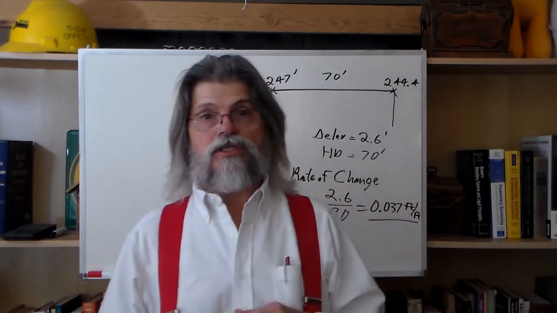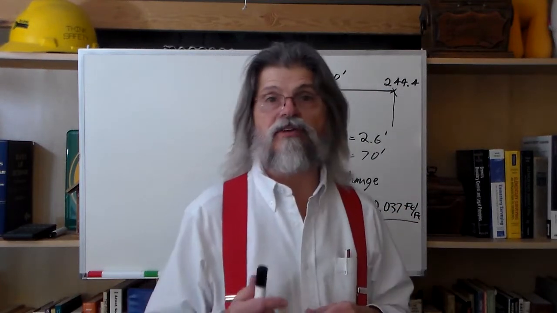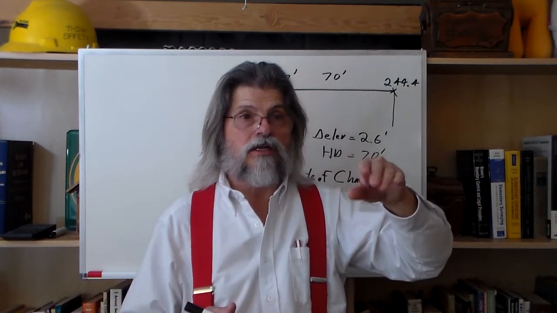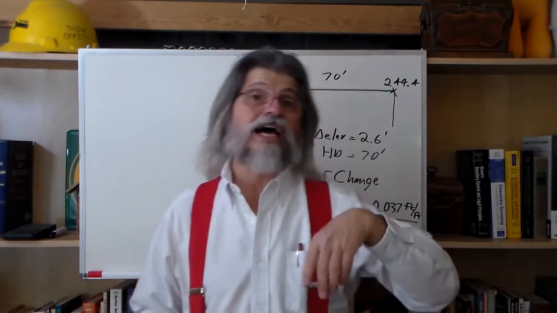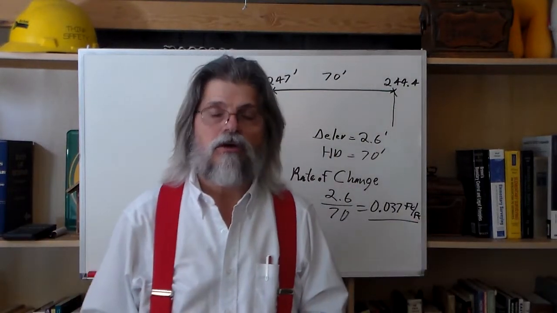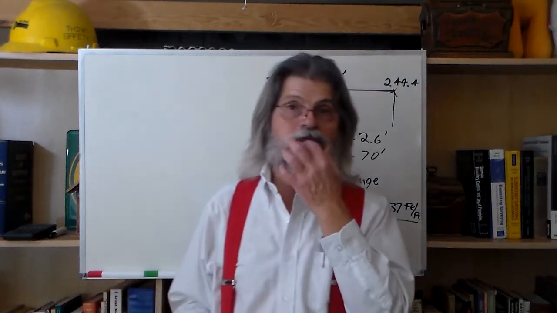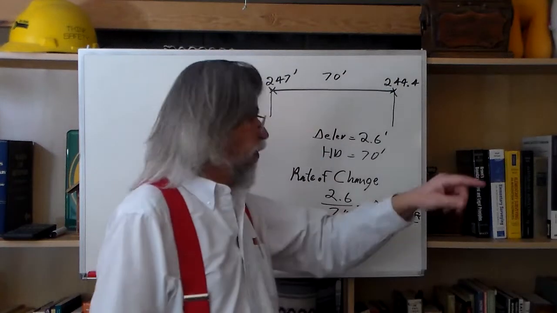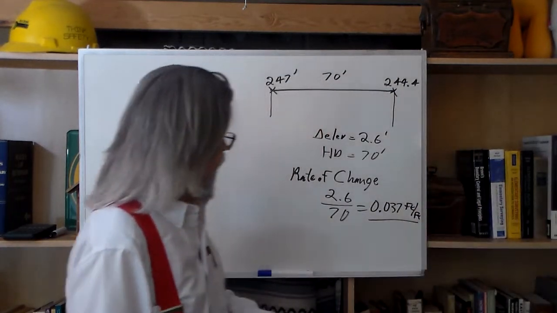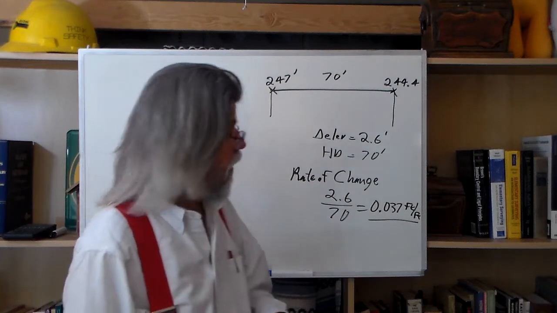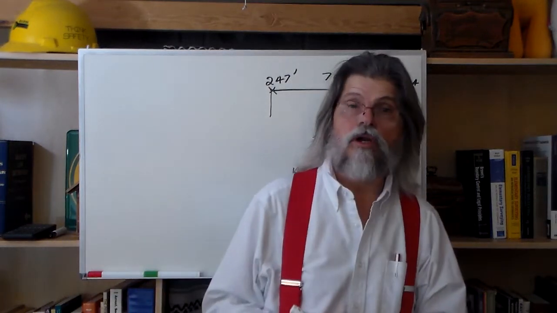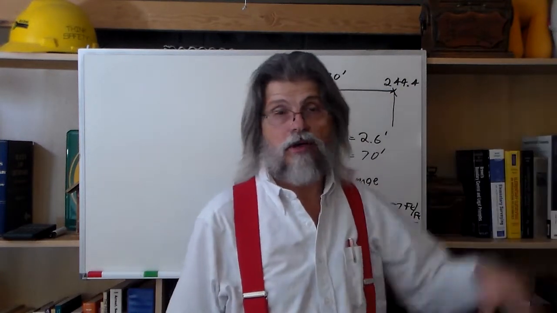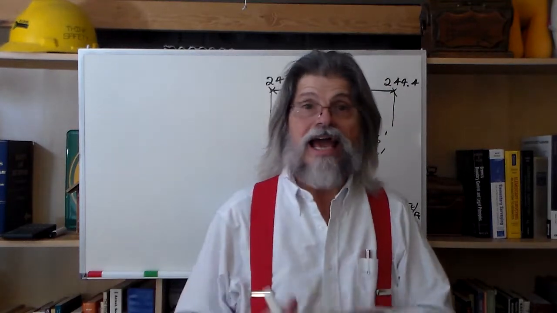What we're dealing with here is 0.037 feet per foot. What that means is for every foot you go horizontal, you go up, or you go down, depending on which direction you're going on the hill or on the slope, 0.037 feet. So you go over a foot, you go down 0.037. You go over 2 feet, you go down, what would it be? It'd be 0.074. So you're just constantly going down or up, again, depending on which end you start at, at the rate.